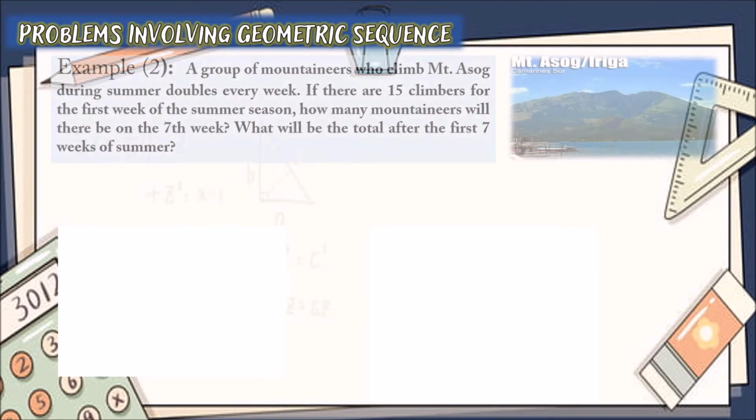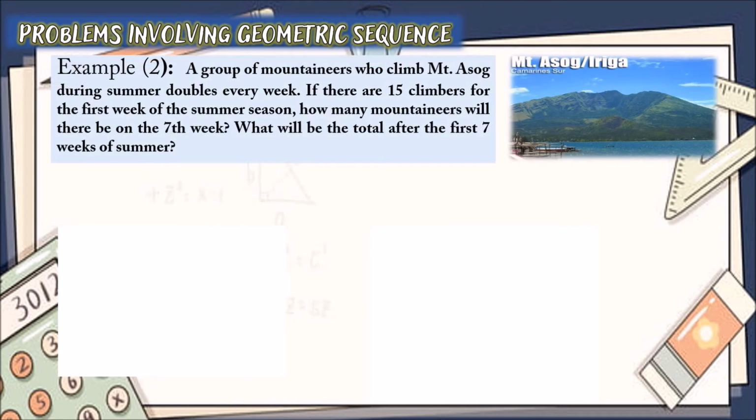Let's have example number 2. A group of mountaineers who climbed Mount Asog during summer doubles every week. If there are 15 climbers for the first week of summer season, how many mountaineers will be there on the 7th week? What will be the total after the first 7 weeks of summer?